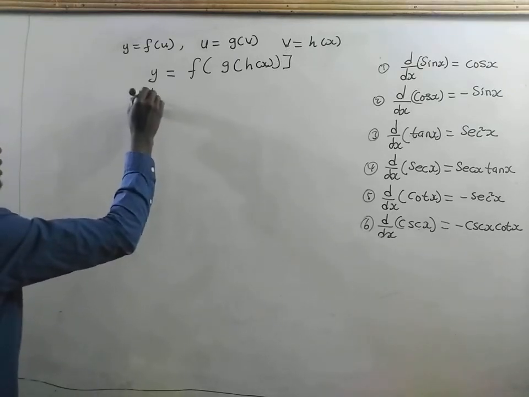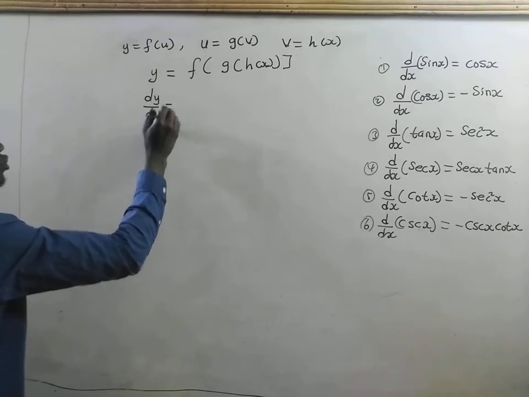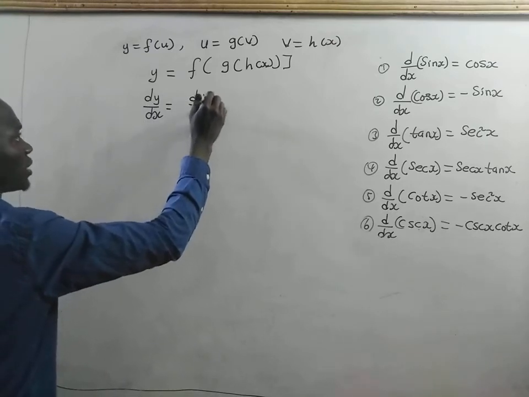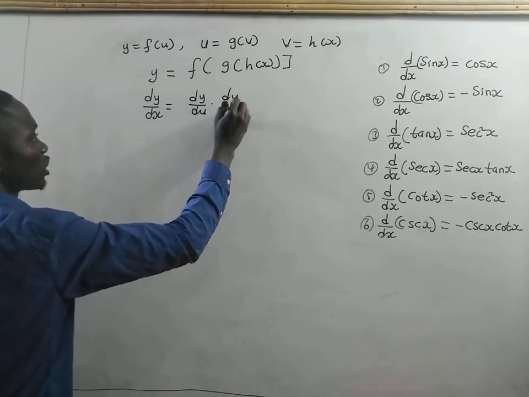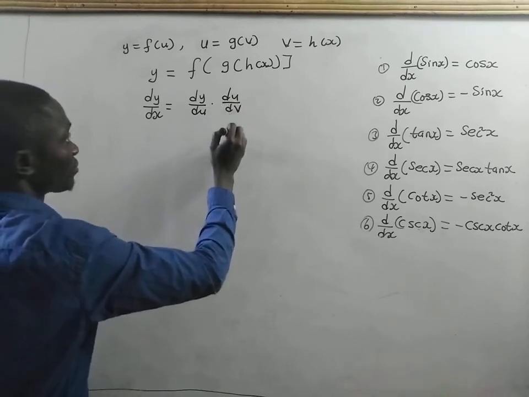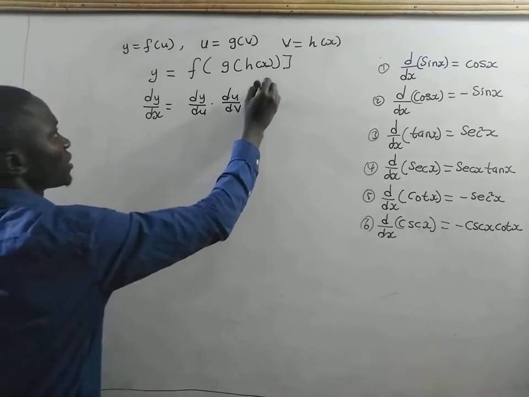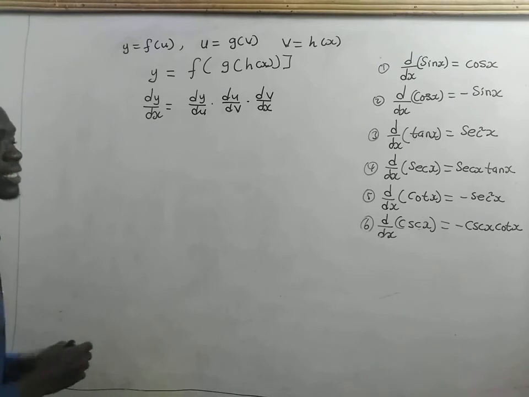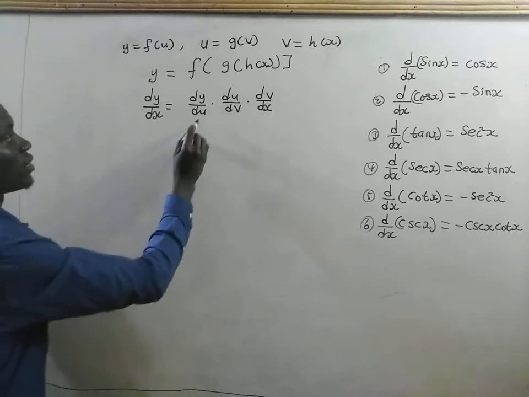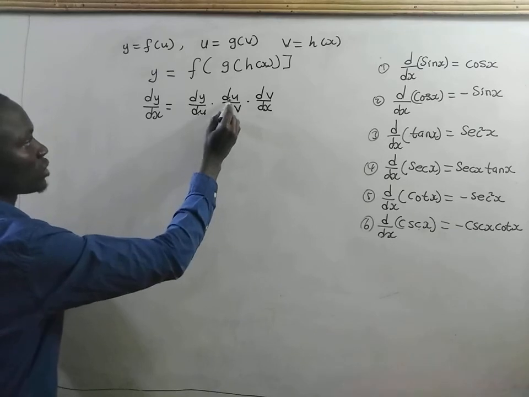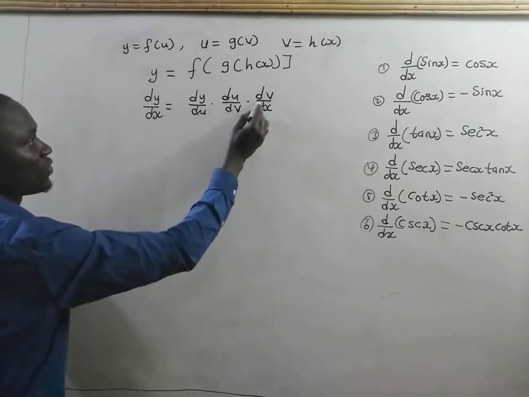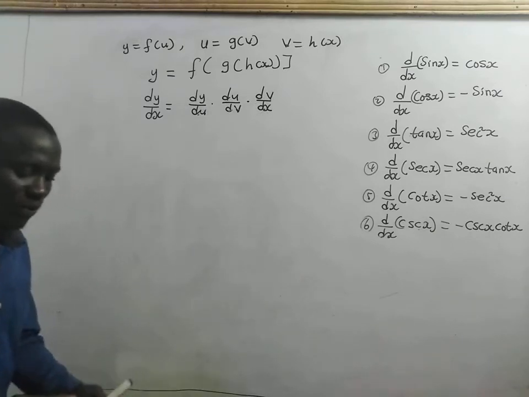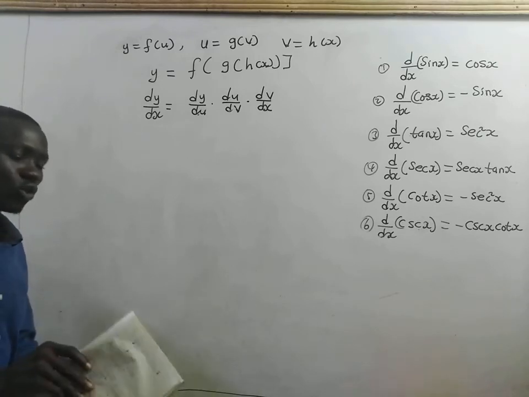If this happens, the derivative of y with respect to x is equal to the derivative of y with respect to u times the derivative of u with respect to v times the derivative of v with respect to x. Very, very simple as that. So you see the chain here. If du cancels du and dv cancels dv, you have dy on dx. We are going to use that to help us. I have a series of examples here to improve your understanding.